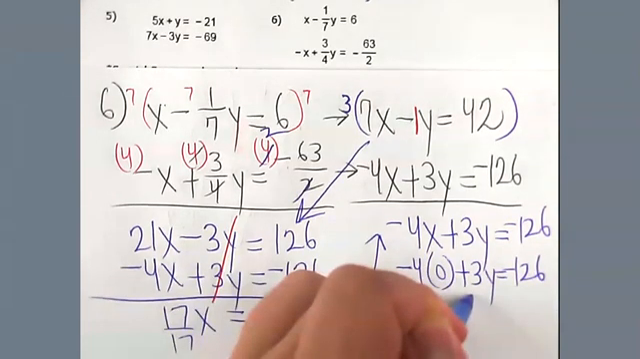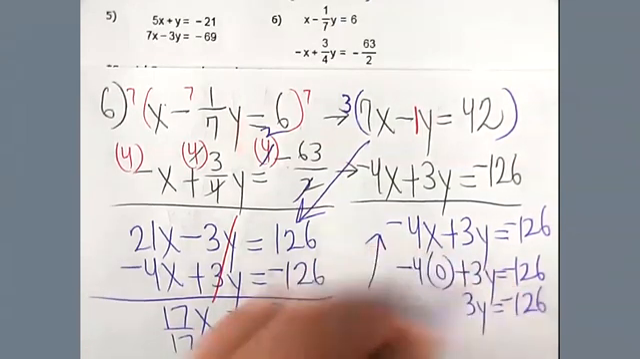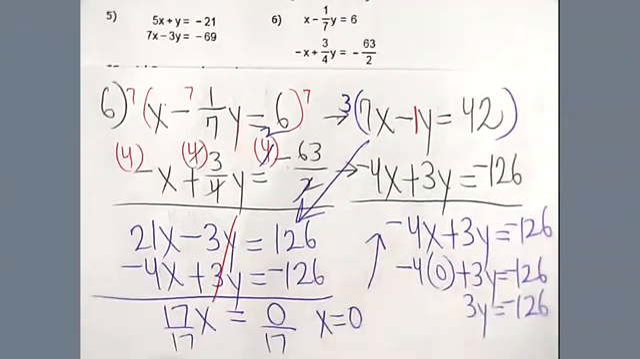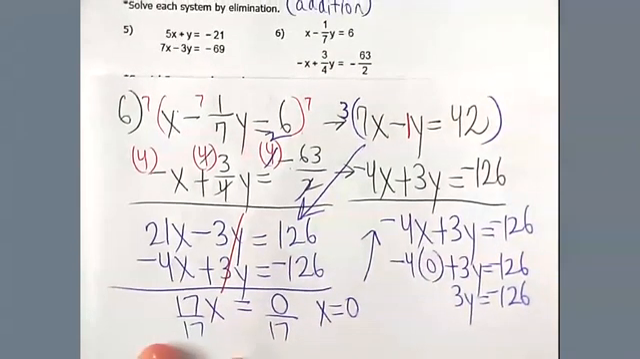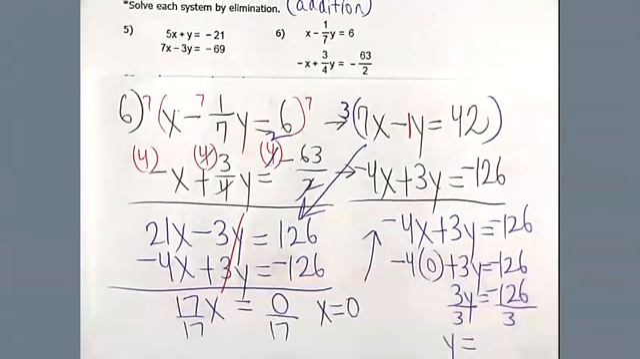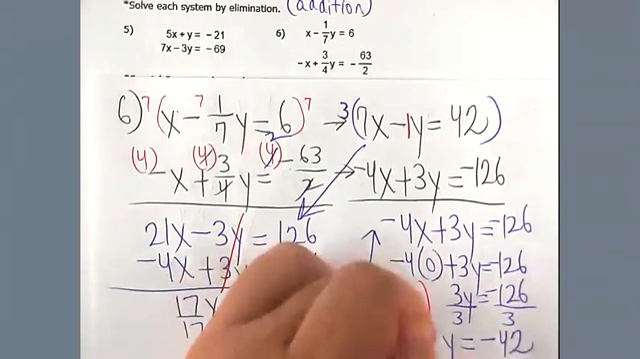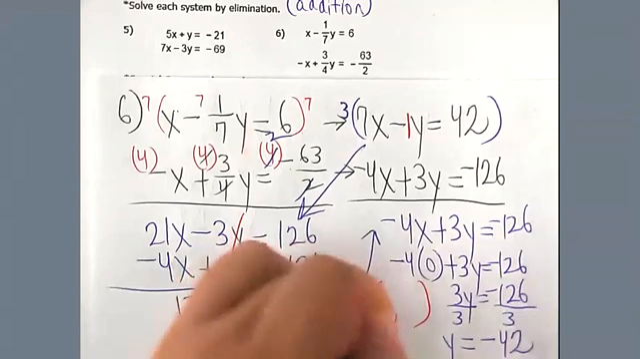So we have 3y equal to negative 126. And last step, when we divide both sides by 3, our y value is negative 42. Make sure, y'all, when you express your solution as an ordered pair, that you put it in alphabetical order. So our solution would be 0, negative 42.